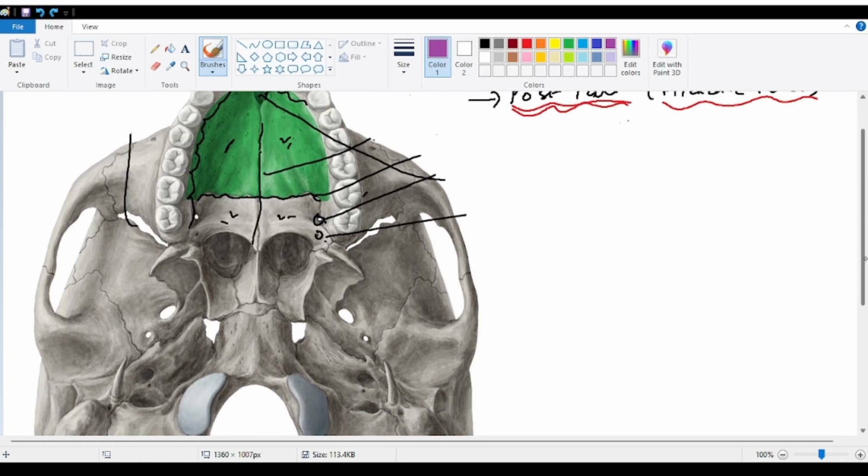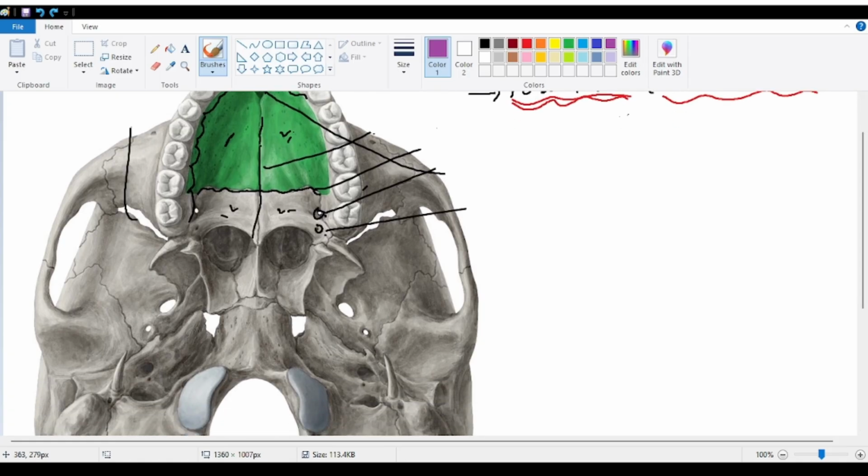In the middle part we see these two nasal choanae, and in between there is the vomer bone. They are separated by this vomer bone, and more laterally on both sides of the choanae there are the pterygoid plates of the sphenoid bone. Here you can see the medial pterygoid plate, and more laterally there is the lateral pterygoid plate.